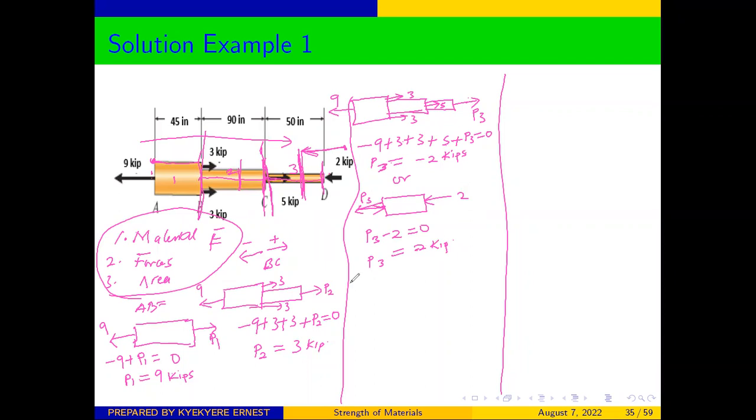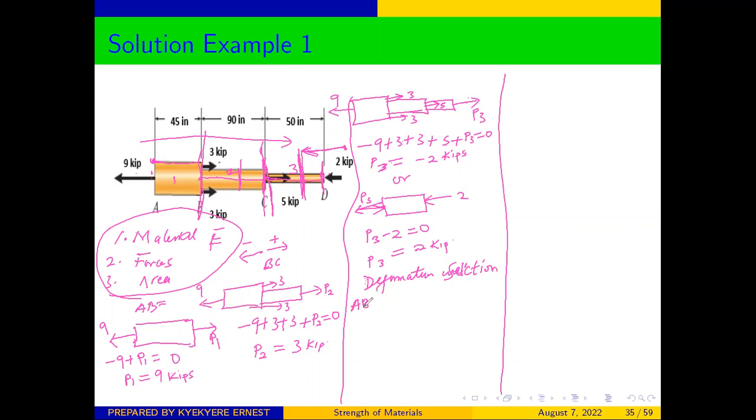Once you have been able to get the internal forces, the next thing to do is to determine the deformation associated with each of the sections. The deformation in each of the various sections. That is what we are going to do now, to calculate the deformation in each of the sections. So first of all, let's take the deformation in AB.